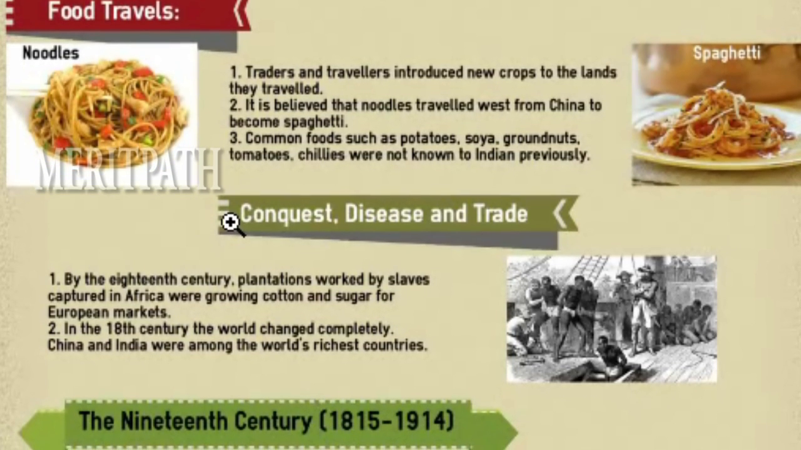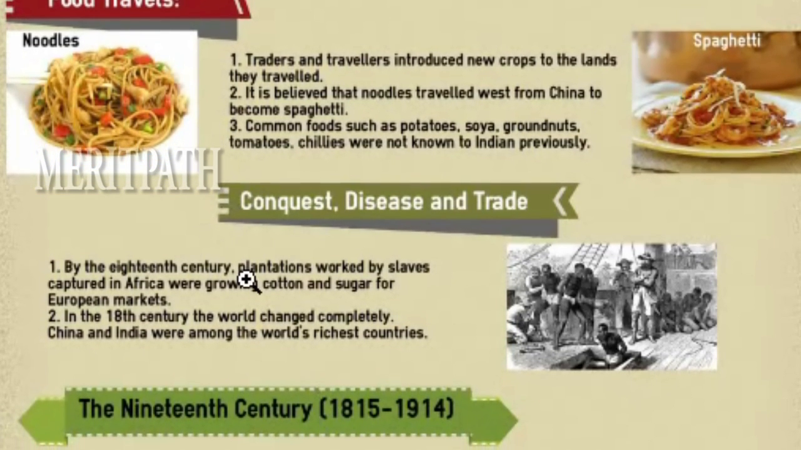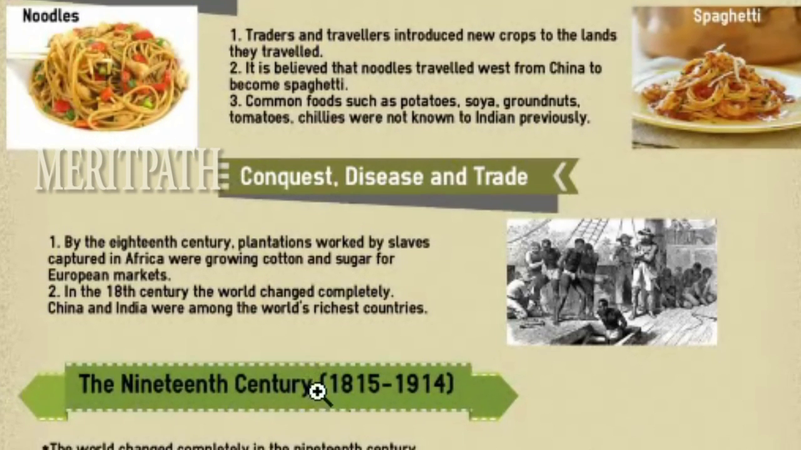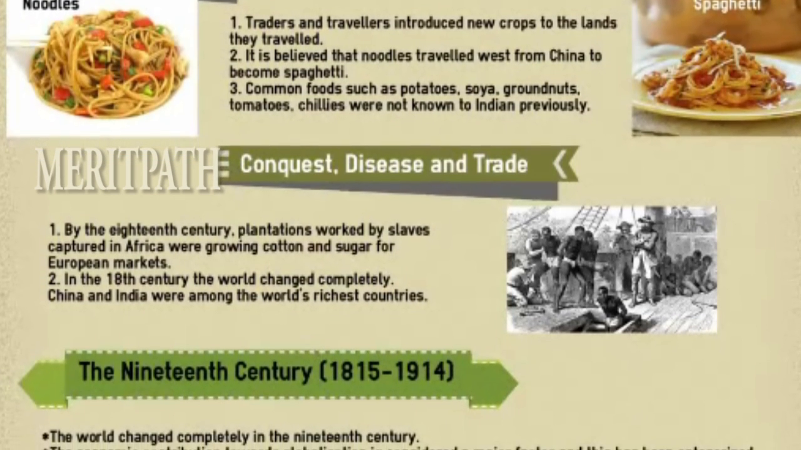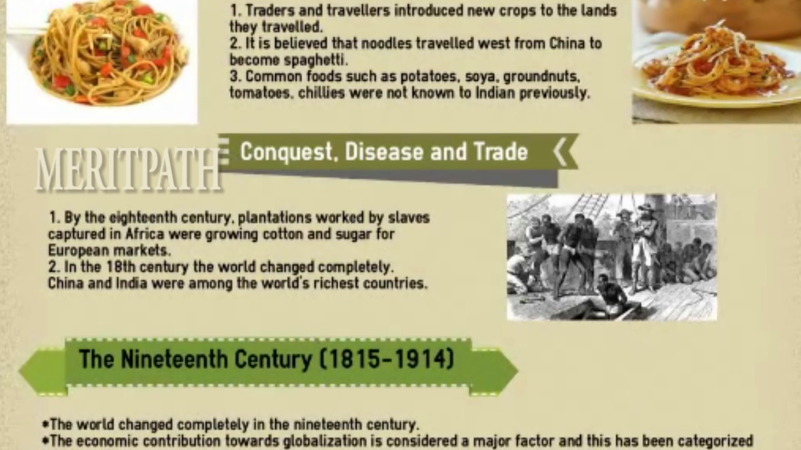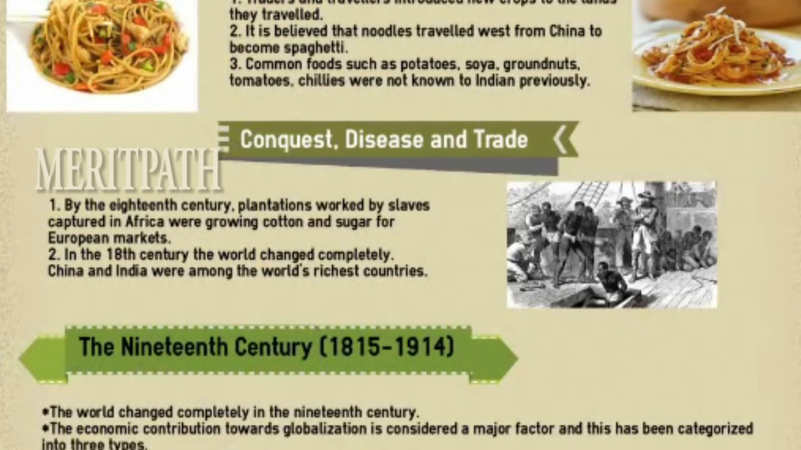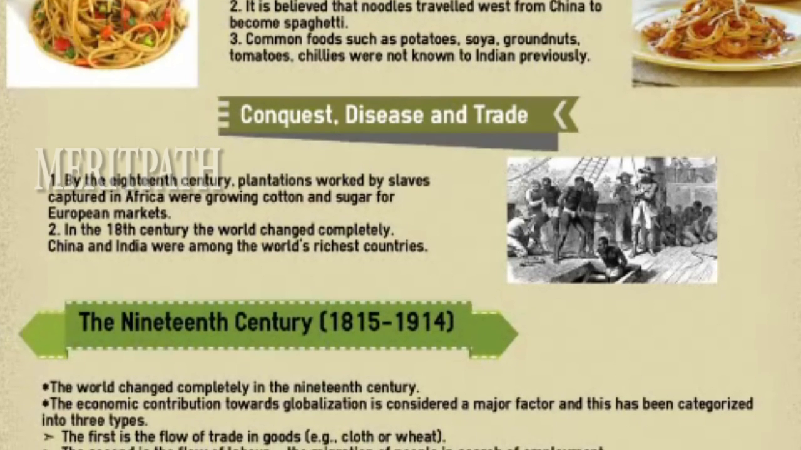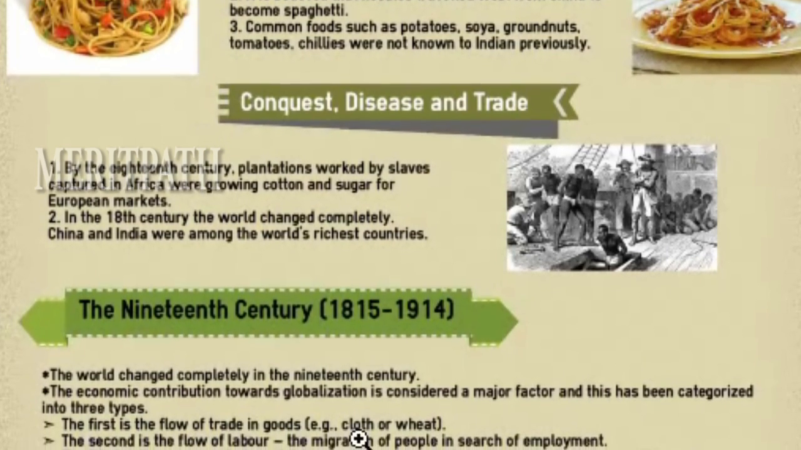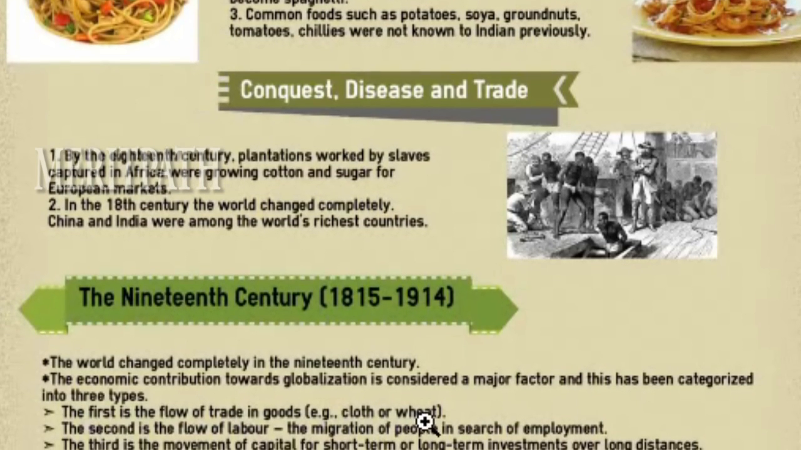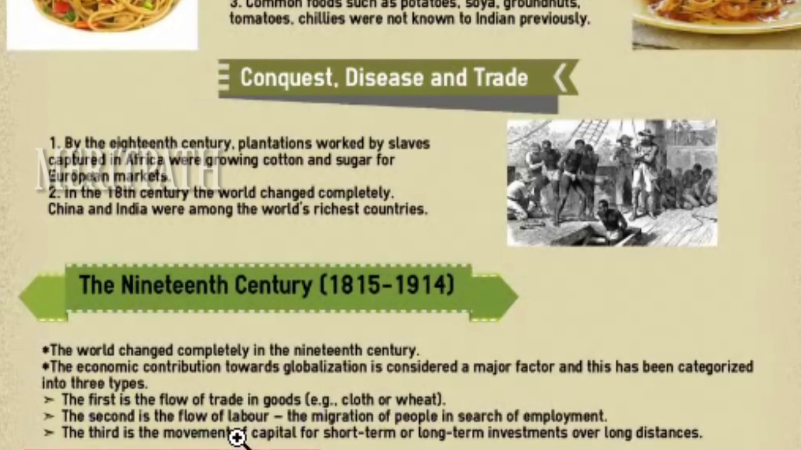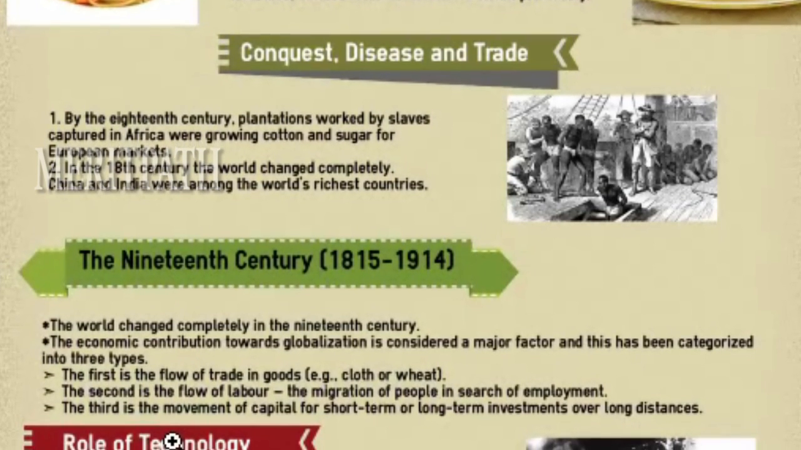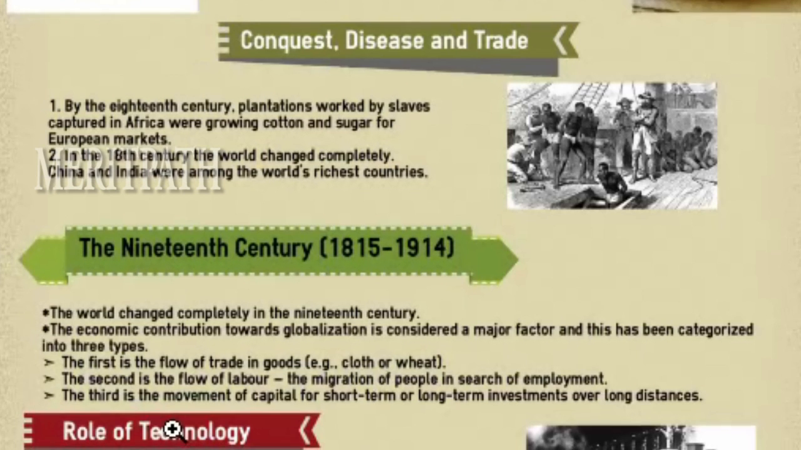In the 18th century, the world changed completely. China and India were among the world's richest countries. The world changed completely in the 19th century too. The economic contribution towards globalization is considered a major factor, and this has been characterized into 3 types. The first is the flow of trade in goods, for example cloth or wheat. The second is the flow of labor. The third is the movement of capital for short-term or long-term investments over long distances.